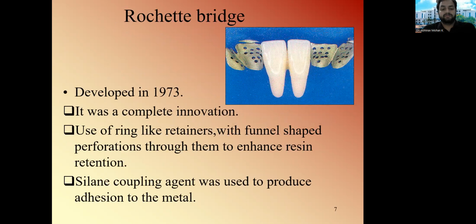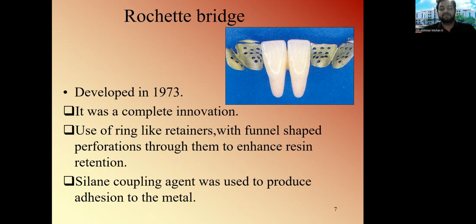And so let's see the starting of resin bonded FPDs here. It started with the Rochette bridge, introduced by Rochette in 1973. It was a complete innovation. Till then, all the prostheses were being considered to be conventional.